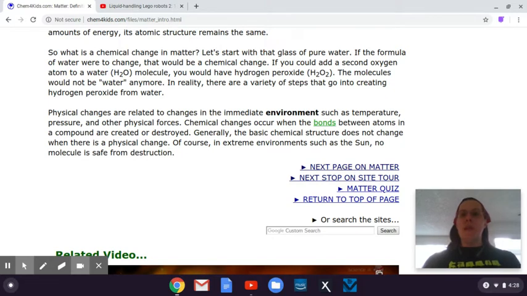Let's start with a pure glass of water. If the formula of water were to change, that would be a chemical change. So, if you could add a second oxygen atom to water, you would have hydrogen peroxide. The molecules would not be water anymore. In reality, there are a variety of steps to go through to create hydrogen peroxide from water.